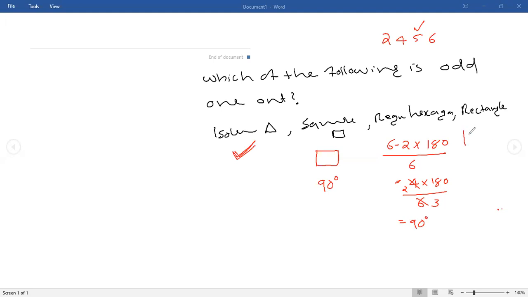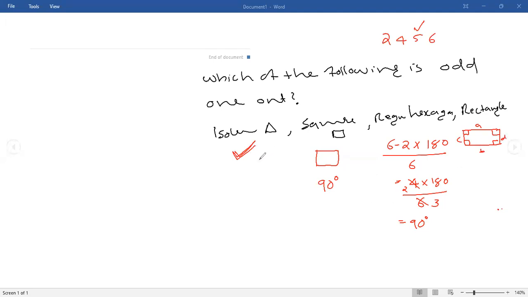This is a rectangle. In the case of rectangle also, no doubt at all. From the figure itself, it is clear. It is 90 degree. It is a rectangle. So 90 degree. It is a square. Square means 4 sides will be equal, whereas in the case of rectangle, A and B will be equal, and C and D will be equal.